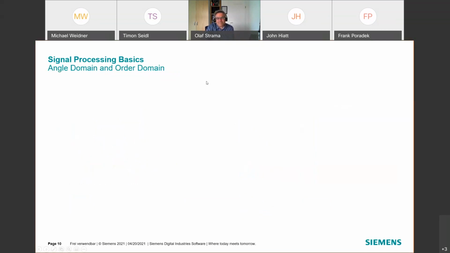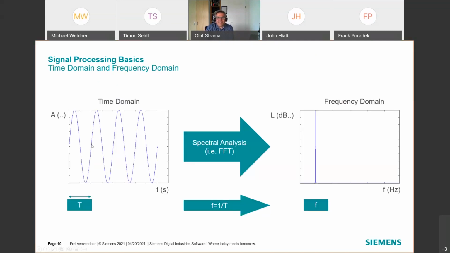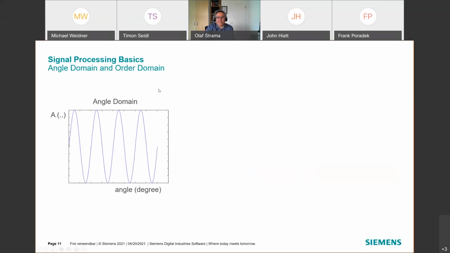Or we can wait a little bit with that, and we can also have a look at another pair of domains that's quite important for rotating machinery. I already mentioned that in rotating machinery, many of these frequencies that we see here depend on the revolution speed of the device under test. And therefore, we try to normalize this by the speed, and that's what we are calling order.